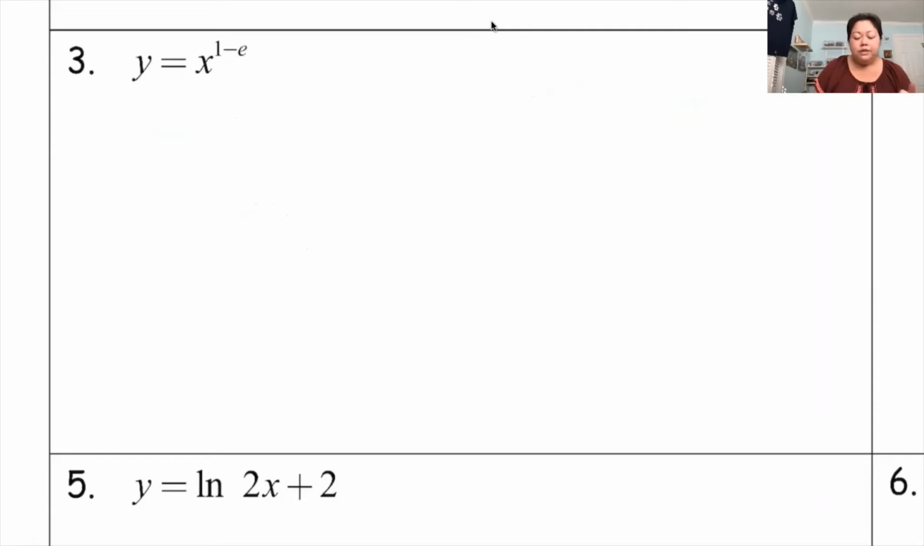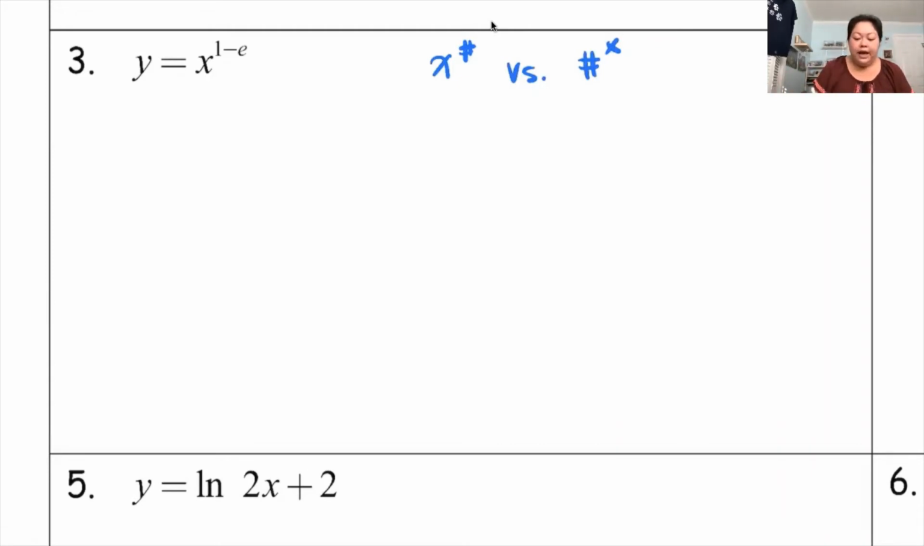You have to really distinguish the difference between these two types of problems, where you have x to a number versus a number to the x power. What a lot of students get confused with is that e is actually a number. e is like pi. It is a number that occurs naturally, so it is not a variable.